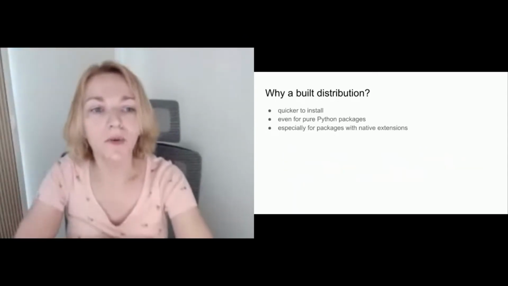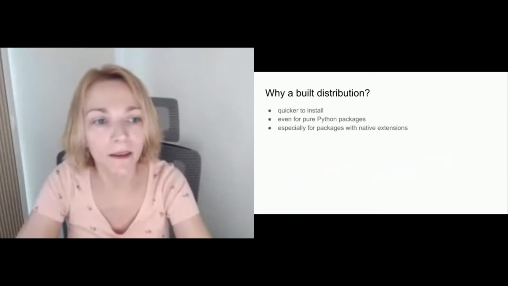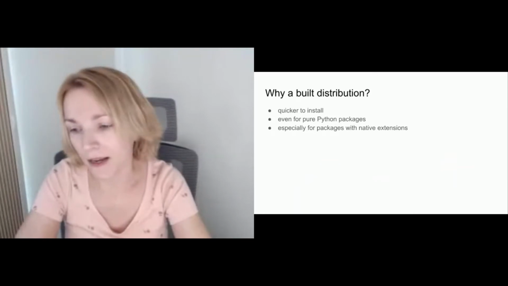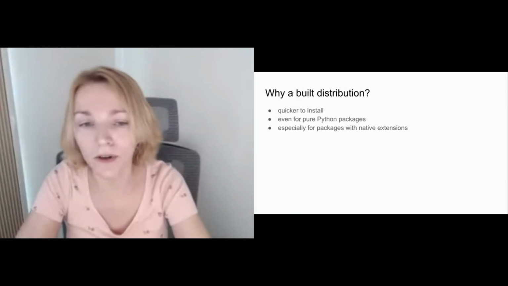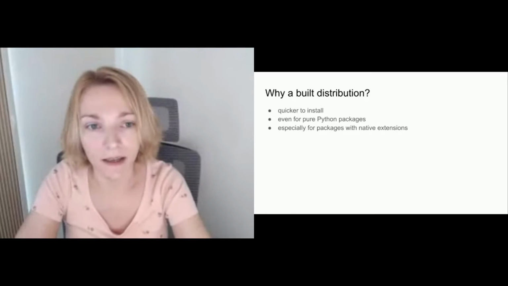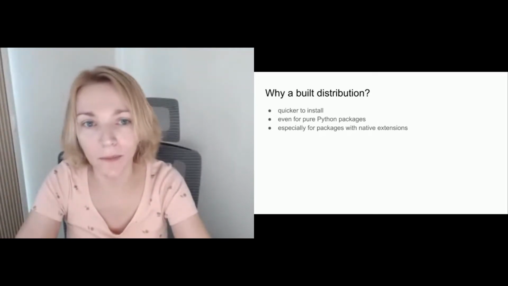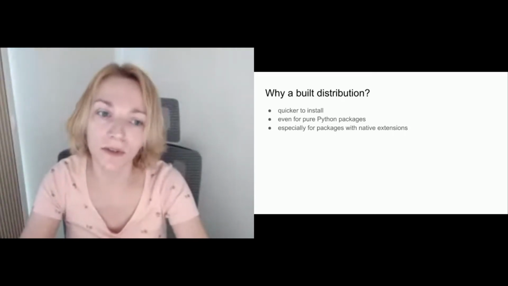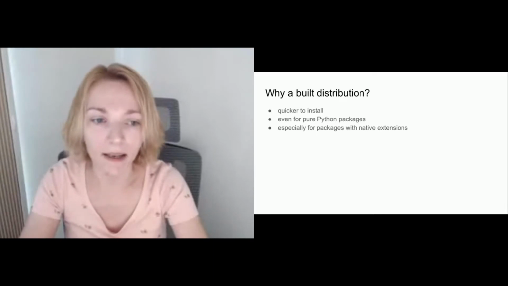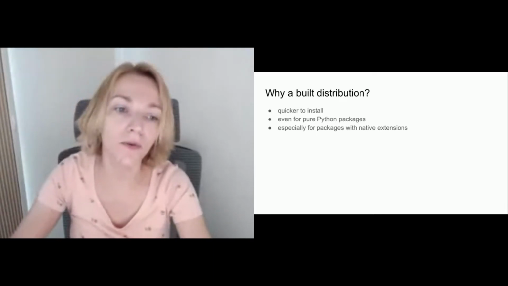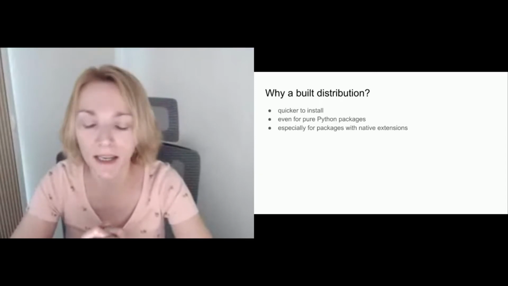So why do we need two types of distributions? A source distribution is an older Python packaging format. A wheel distribution is a newer one, and it's quicker to install. So even for pure Python packages, it is quicker to install, because there is no build step. The package is just going to be pretty much put in the right place on the user's system. But especially, it's much faster for packages with native extensions.